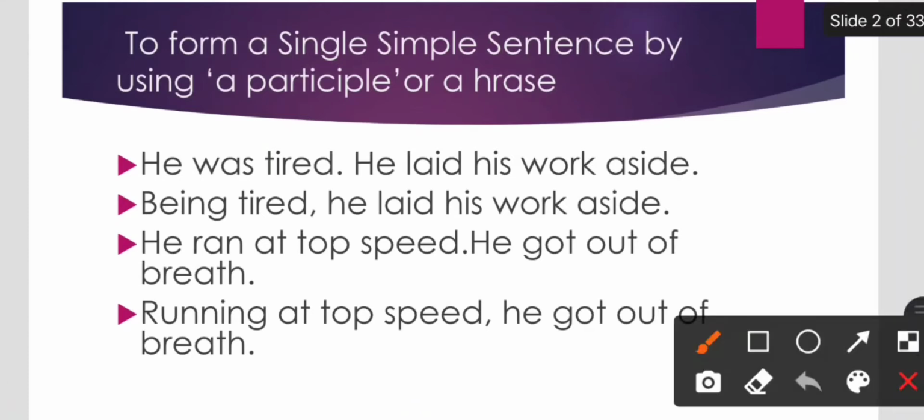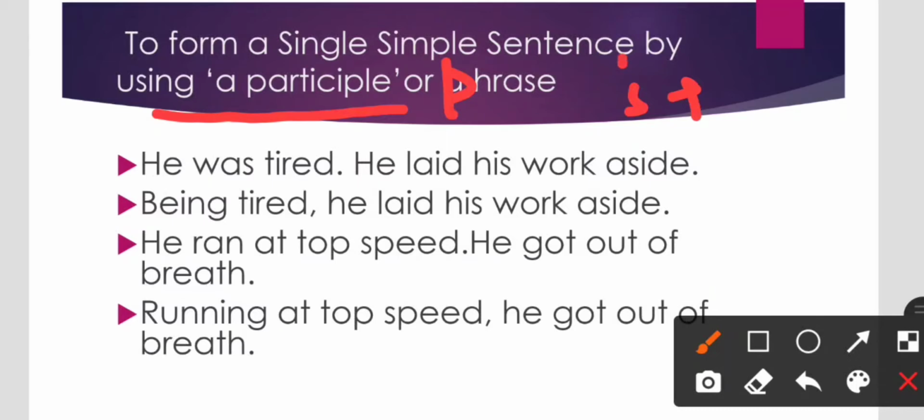First of all, we will learn how to frame a simple sentence by combining a number of sentences or a set of sentences. The first way is to use a participle or a participle phrase. What is a simple sentence? Let's know the structure of a simple sentence. A simple sentence has one subject and one predicate. Remember this, one finite verb. Okay, so we are given two sentences. He was tired, he laid his work aside. So we have to join them, combine them and make one simple sentence.